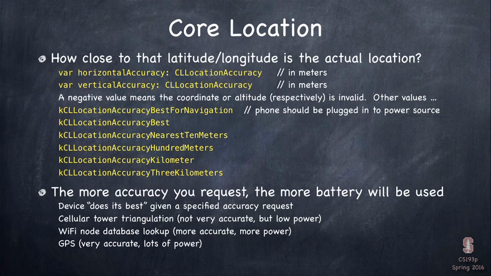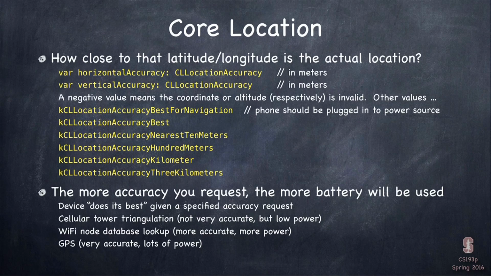Here are the different accuracies that it can have: best for navigation, best, nearest 10 meters, 100 meters, kilometer, or 3 kilometers. And as you can imagine, best for navigation is really accurate. It also uses a lot of battery. Basically, you could almost rename these as lots of battery usage, a little bit less, medium battery usage, not so much battery usage, and very battery efficient by the time you get to the bottom. Battery is a big deal when it comes to getting your location.